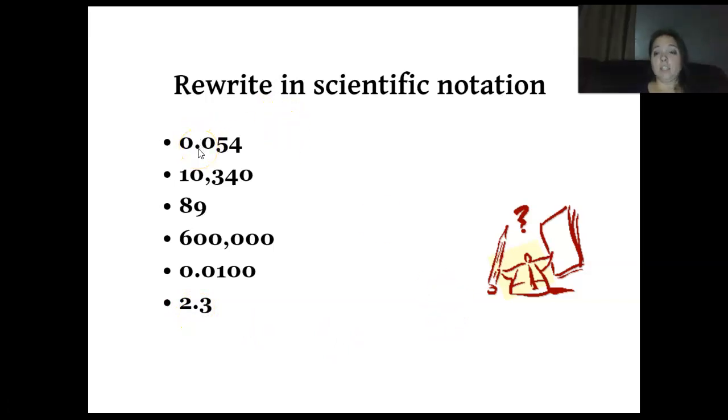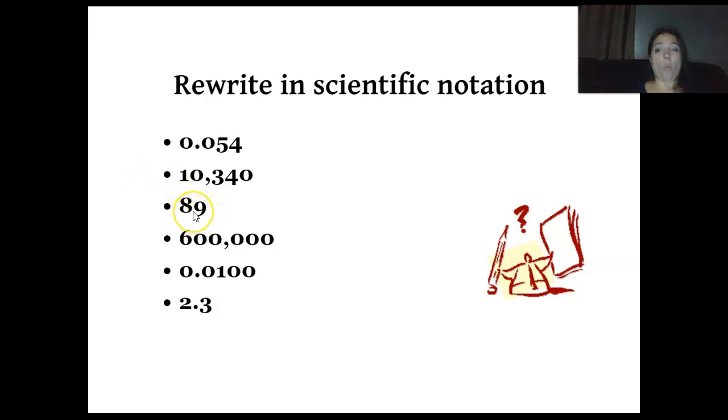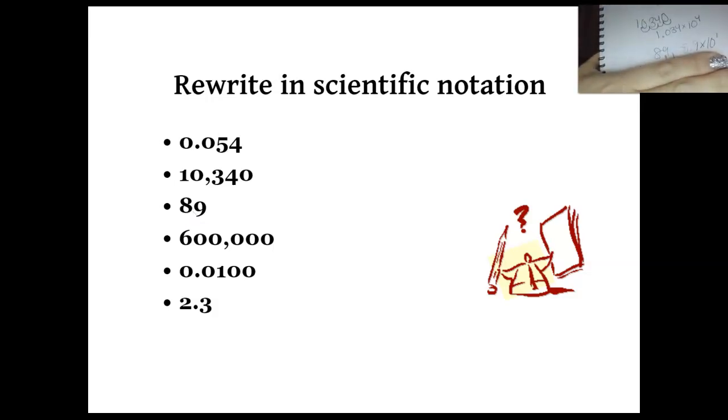So first off, it is small, so it's going to be 10 to the negative jump. So I'm jumping 1, 2. So it will be 5.4 times 10 to the negative 2. This one is going to be in between these two numbers. So I'm going to jump 1, 2, 3, 4 times. It's big, so it's positive. So I'm going to put 1.034 times 10 to the 4th. Okay? This next one is 89. I'm going to jump once to in between the two. So it's going to be 8.9 times 10 to the 1.